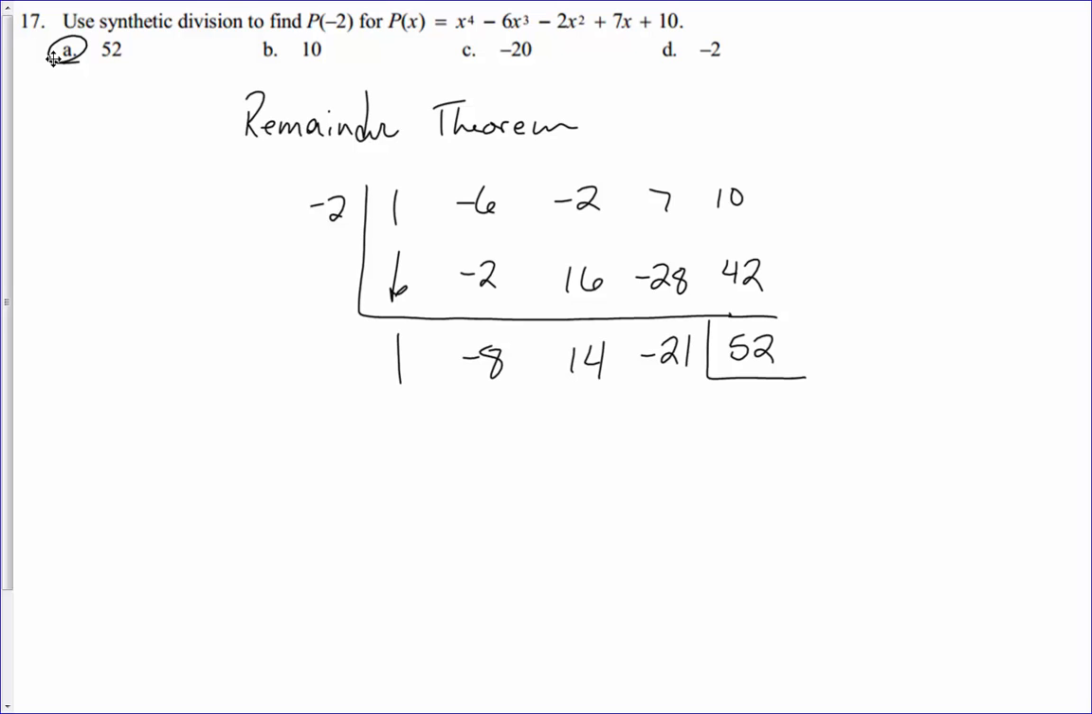All right, that's all you got to do for that. 52 is the remainder, so we are finished. So anytime you see use synthetic division to find p of a number for a polynomial, just whatever the number is in parentheses, put it out front, run your synthetic division. Whatever your remainder is your answer.